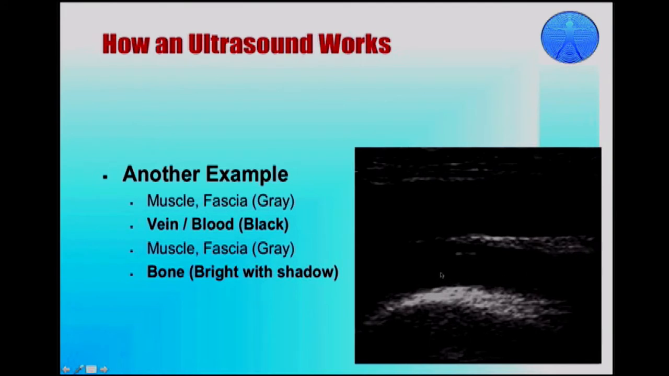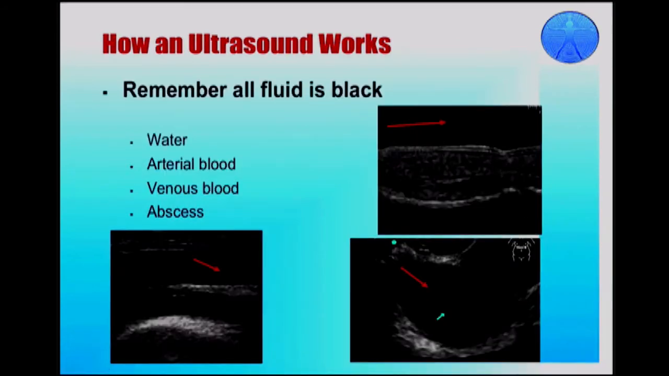So we have some muscle and fat up here, which is one shade of gray. We have another area of muscle back here, which is a darker shade of gray because it has more fluid in it. And so we can tell what all the structures are by just looking at the amount of gray and how bright or dark the image is. So again, blood is black, bone is bright, or maybe a needle is bright, and everything else is a shade of gray. But remember, all fluid is black.